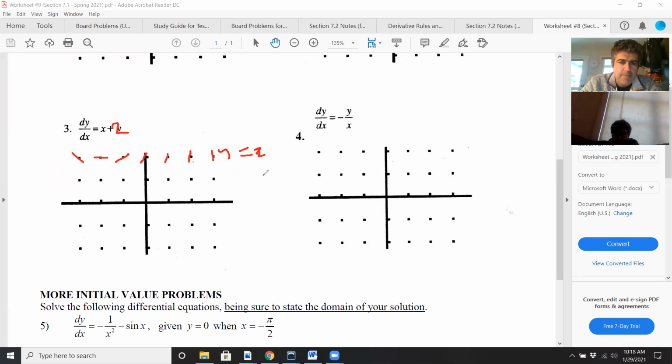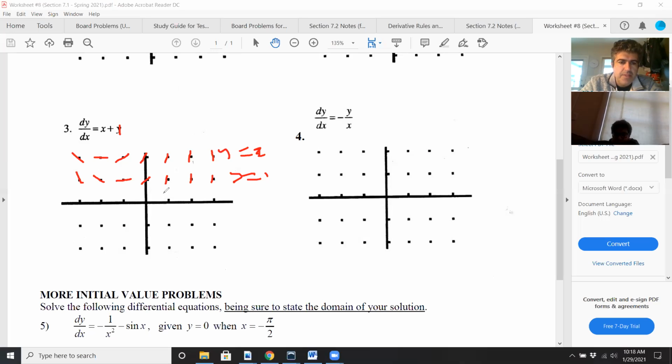For y equals 1, now I put a 1 there. So I know at -1 it's going to be 0. But -2 is going to be negative, and even more negative here, and then of course positive, more positive, and so forth.